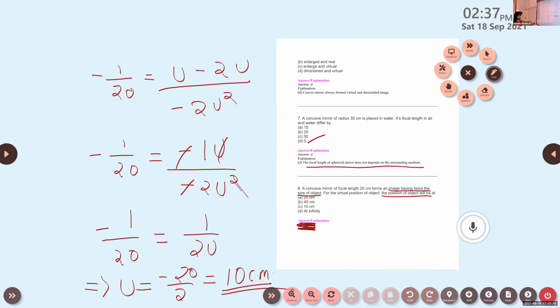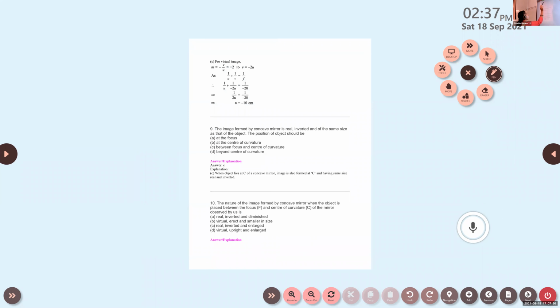Why does the negative sign come here? It is according to the Cartesian sign convention. The object is always placed on the left side of the mirror, so we must have a negative sign. U is equal to negative 10 centimeter is the answer.